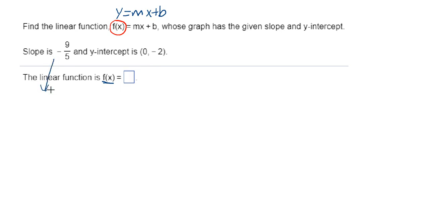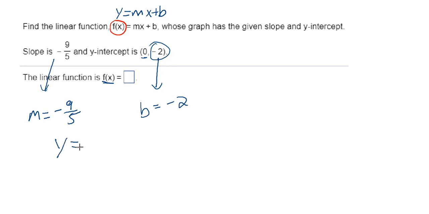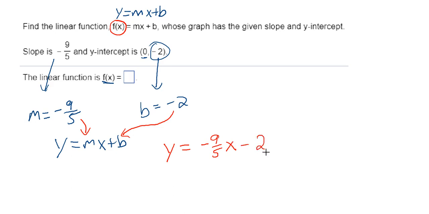Right? So this tells me that the slope is negative 9/5. And the y-intercept is (0, negative 2), which tells me b is equal to negative 2. Right, so b is the y-coordinate of the y-intercept. So we take those numbers and we plug them into this formula. We have y equals mx plus b. We're going to plug in negative 9/5 for m and negative 2 for b, and we'll end up with y equals negative 9/5 x plus negative 2, which we'll write as minus 2.